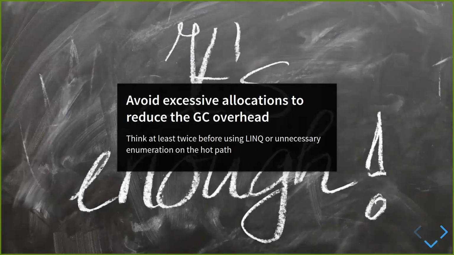So the first one is we're going to dive into avoid excessive allocations to reduce the GC overhead. And the rule is think at least twice before using LINQ or unnecessary enumerations on the hot path. I know this is a little bit controversial, right? Because we all love LINQ, at least I do.